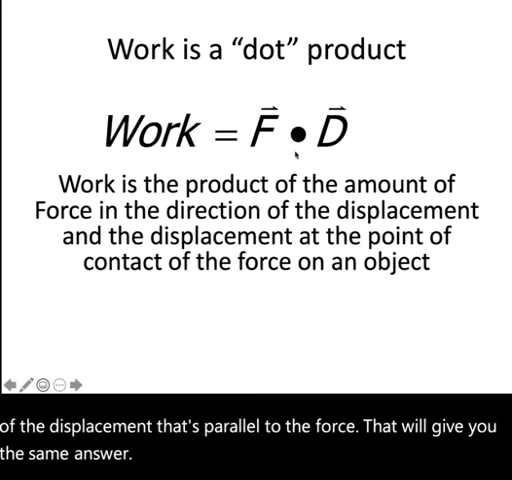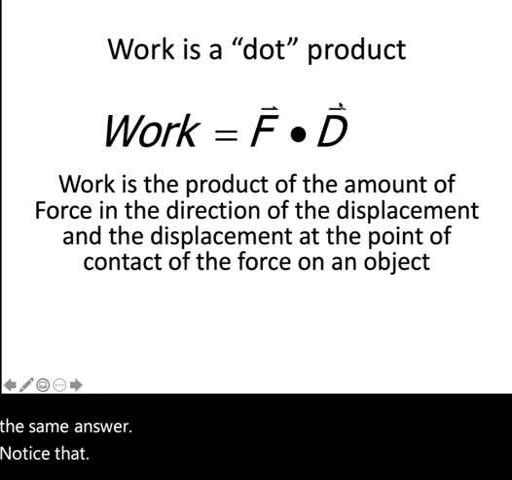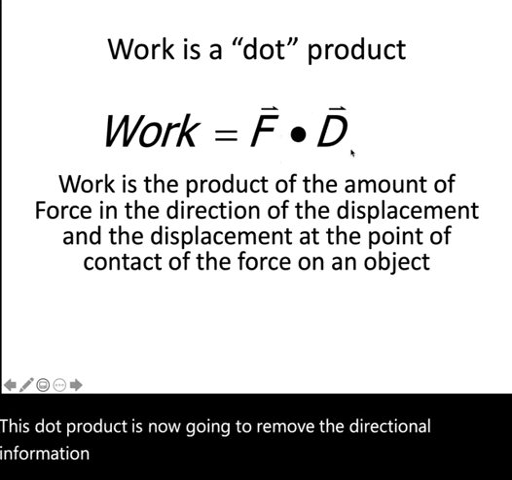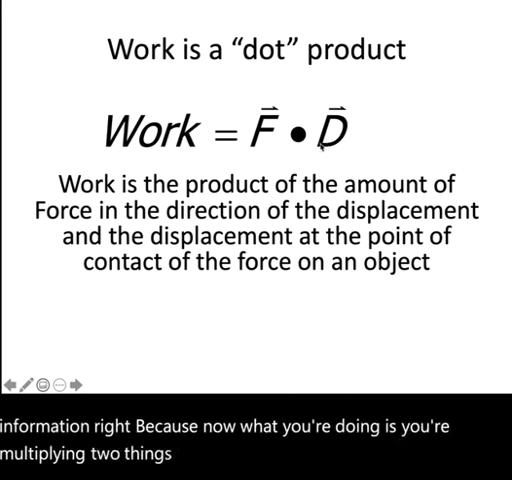Notice that this dot product is now going to remove the directional information, right? Because now what you're doing is you're multiplying two things that are in the same direction, and so there's no directional information in the result.